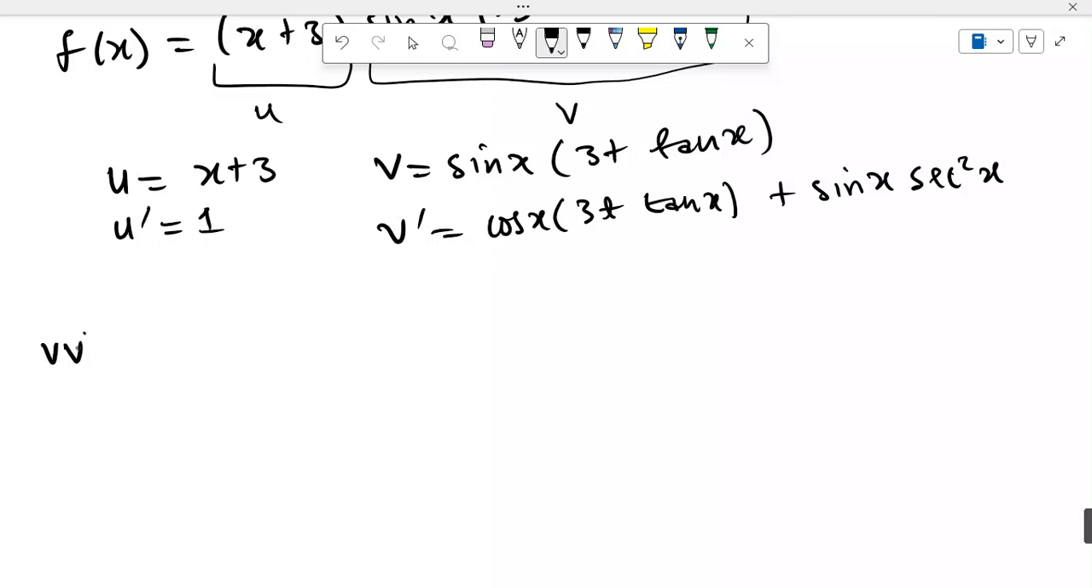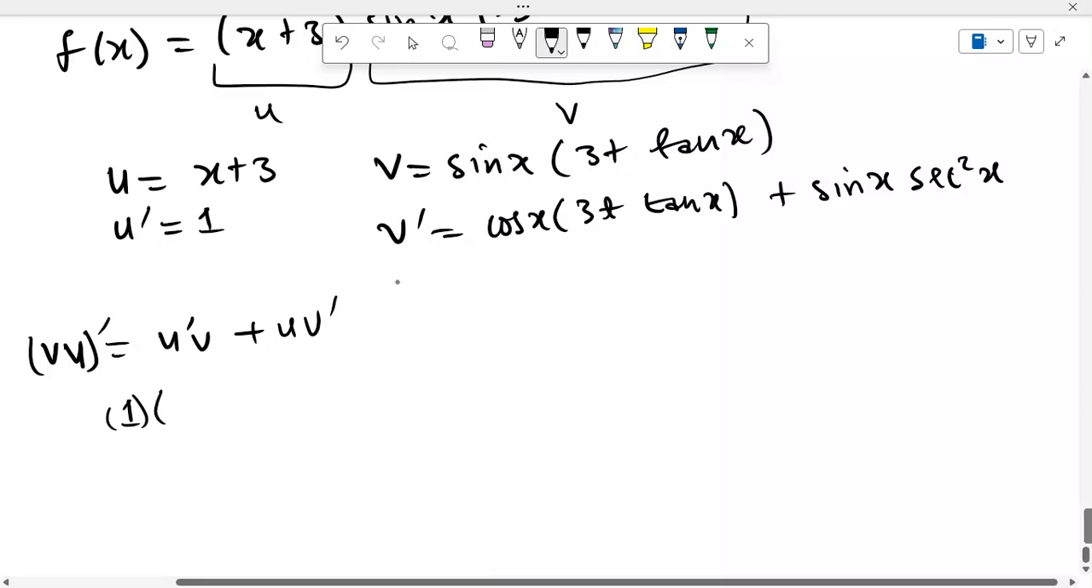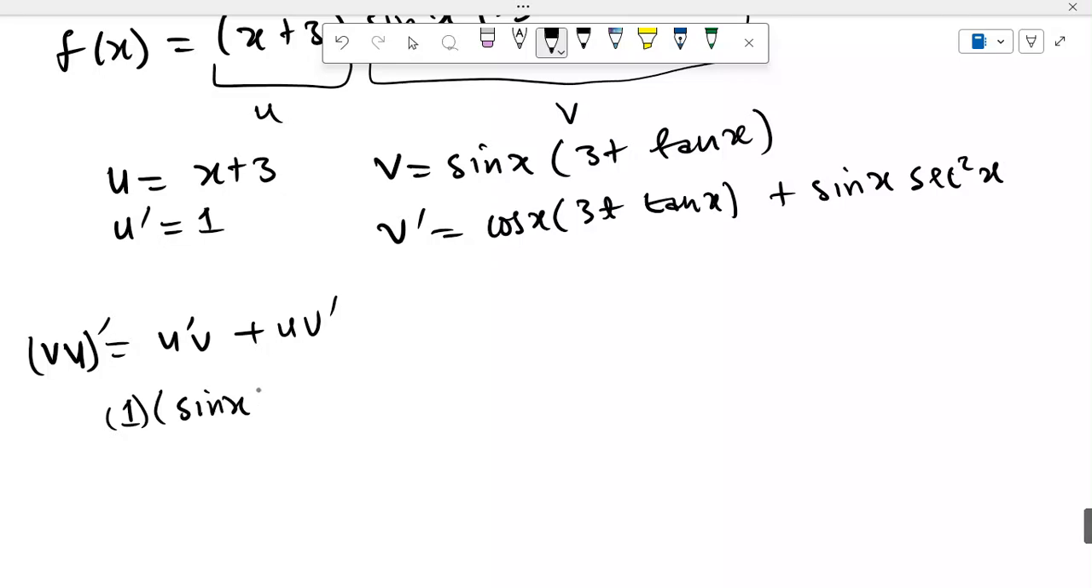u v will be u prime v plus u v prime. So what is our u prime? Our u prime is 1. Okay, we can write it anyway, 1. What is our v? Our v is that function, so we write sine x (3 plus tan x). Plus what is u? u is x plus 3. What is v prime? v prime is all this giant equation here.